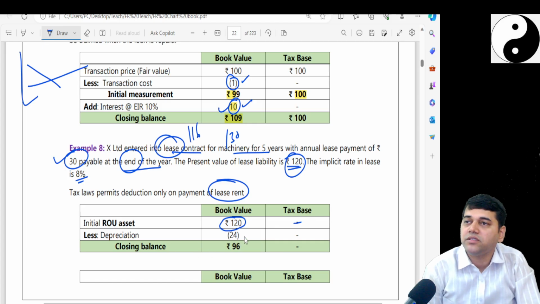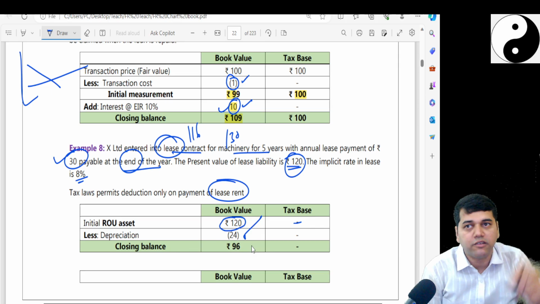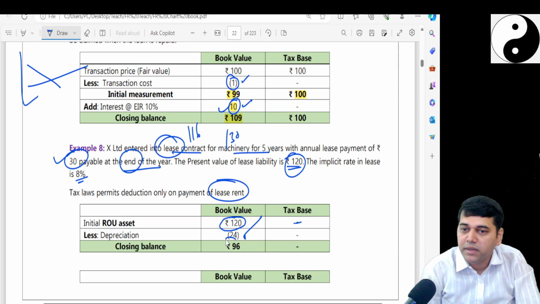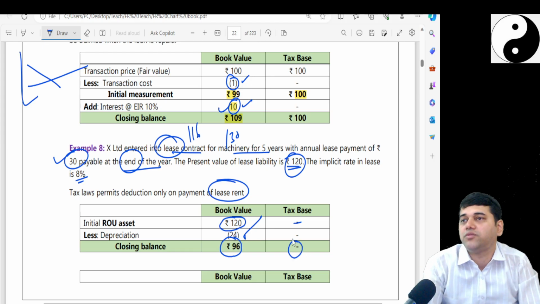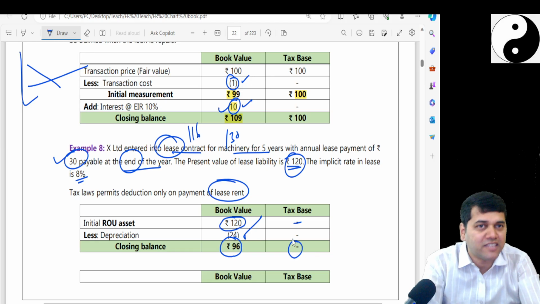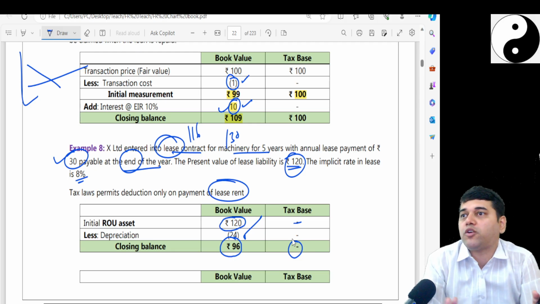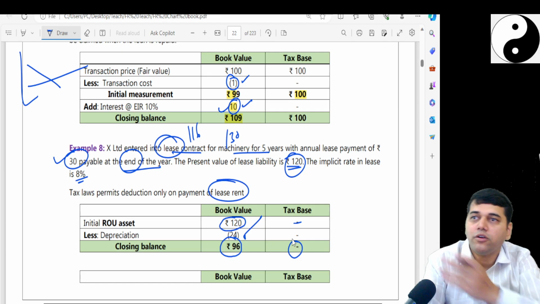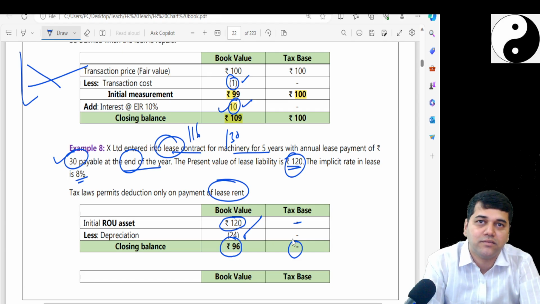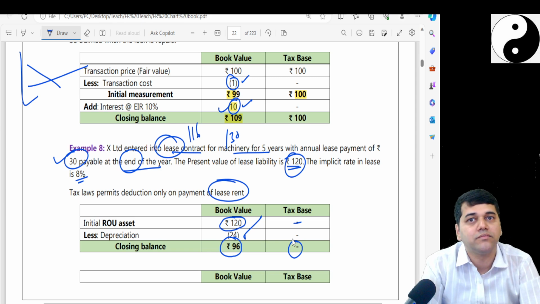What is my depreciation? First year 24. Did they recognize it? No. So my closing balance is 96. My tax base is 0. Tax base means in the tax balance sheet, there is nothing called an ROU asset, because every year, whatever rent you pay, you have claimed it as a deduction. It is hitting the P&L account.